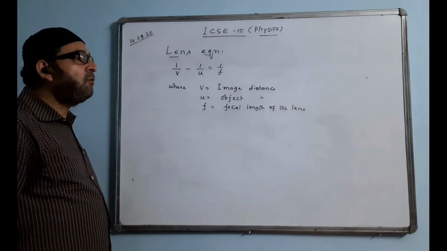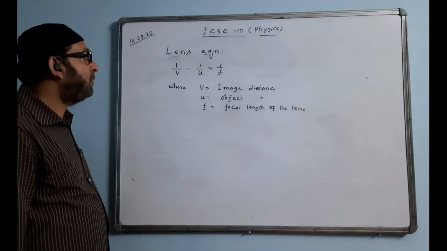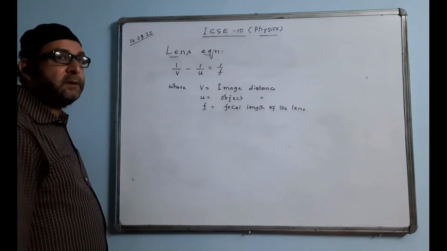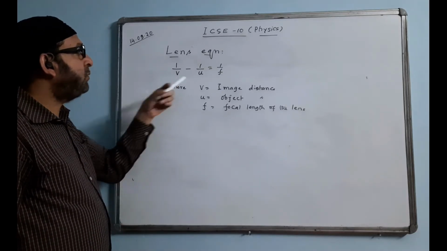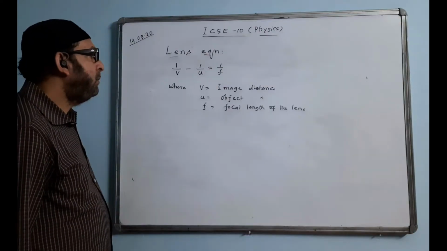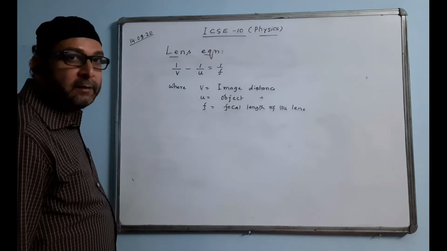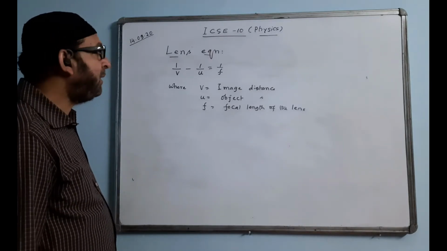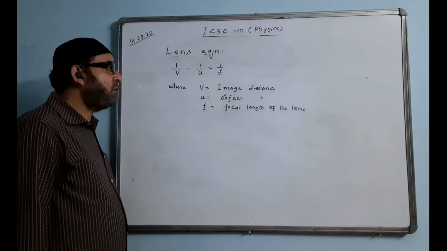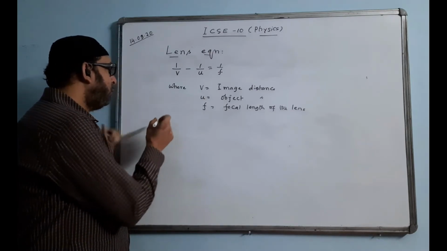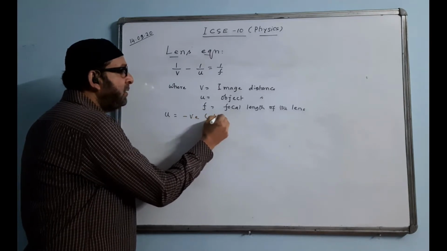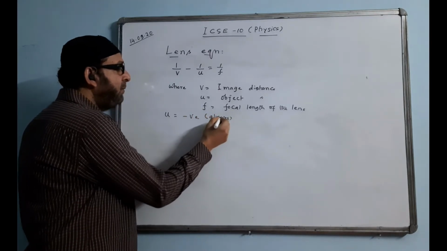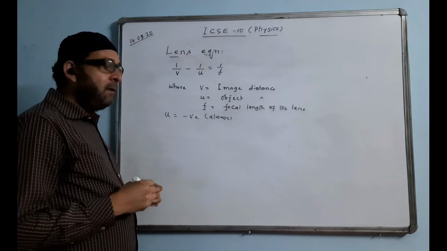Derivation of this formula is not in the syllabus, but the use of the formula is in the syllabus. So we have to do numerical problems using this formula. Now we apply the sign, positive or negative, depending upon the situation. u is negative always, in any case. The sign for u will always be negative in any case.